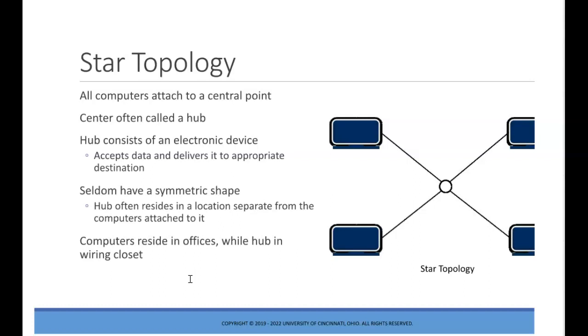Large and small networks use the star topology, where all nodes are indirectly connected to each other through one or more switches. The switch acts as a central point through which all communication passes.